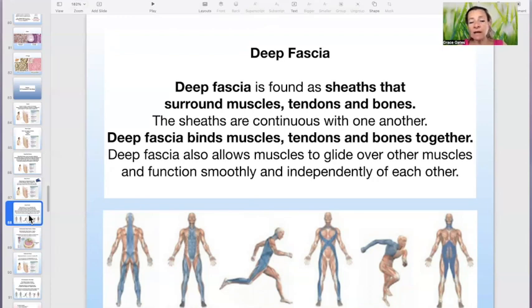So the deep fascia actually binds together the muscles, the tendons, and the bones, but not tightly, okay? Like an interwoven network, but not a tight interwoven network. Actually, deep fascia allows muscles to glide over other muscles and function smoothly and independently of each other.